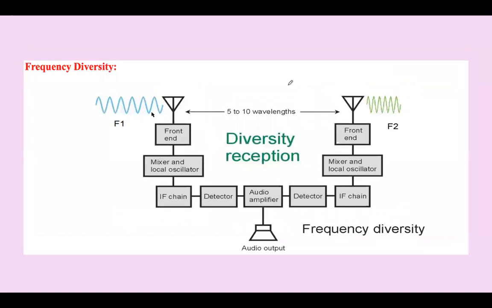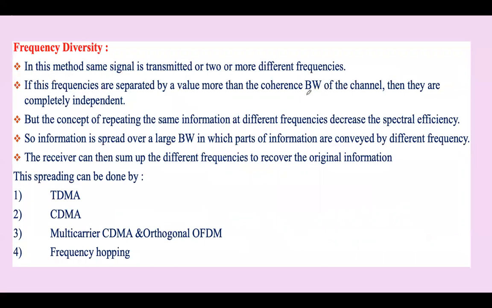Frequency diversity. In case of frequency diversity, the signals arrive at different frequencies and we can choose the best among these two frequencies. But the problem is that in case of frequency diversity, since we are using two or more frequencies for the same signal, the spectral efficiency will be reduced. So that will be the problem in case of frequency diversity.